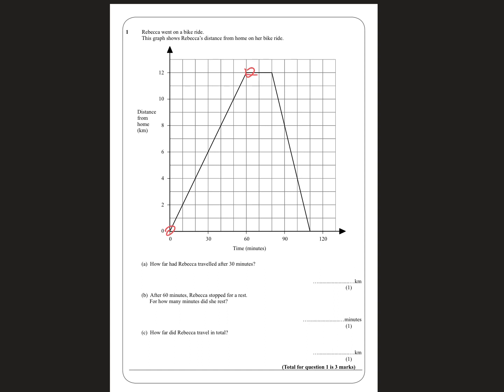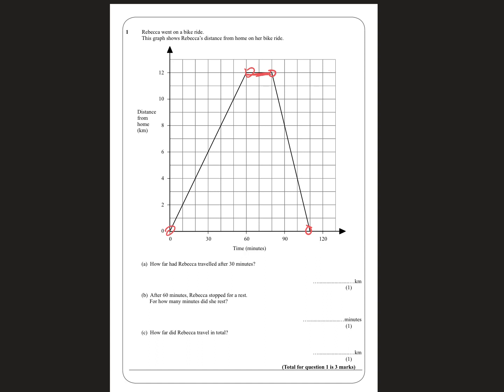Then you get a little horizontal line along the top, and that means that her distance hasn't changed. She's still at 12 kilometres from home, so at that point she's actually stopped. She's in the same place. And then from the top down to the bottom, this is where she's returning back to her home. So as the time continues to increase, she gets closer back to being at 0 kilometres from her home.